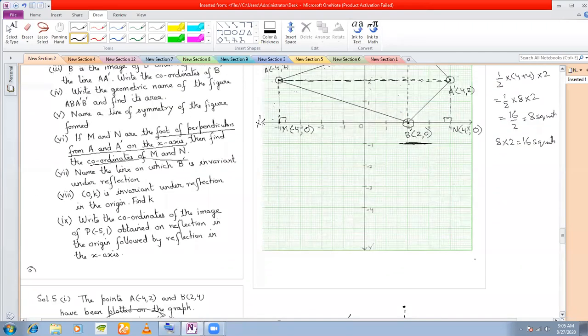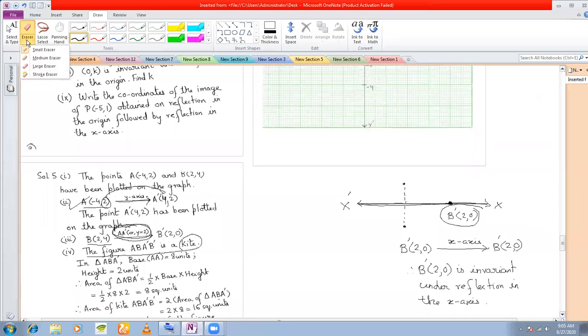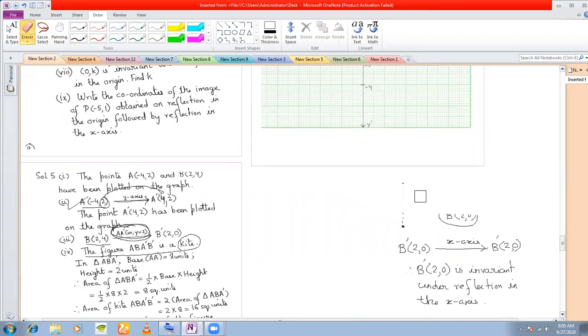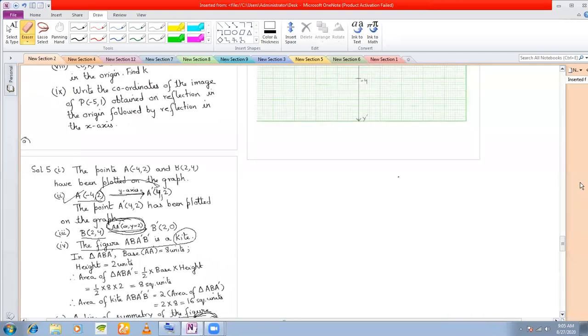Next question, number 8. Now this question does not have anything to do with graph. 0k is invariant under reflection in the origin. Find k. Now see here, 0k, it is given to you. Let me just erase this. Zero k is invariant under reflection in the x-axis.